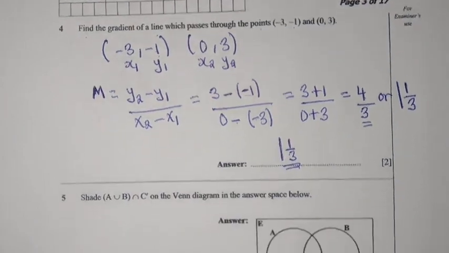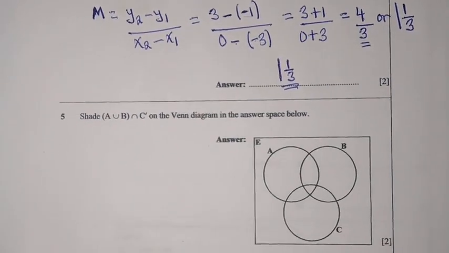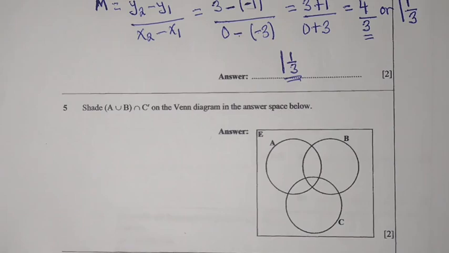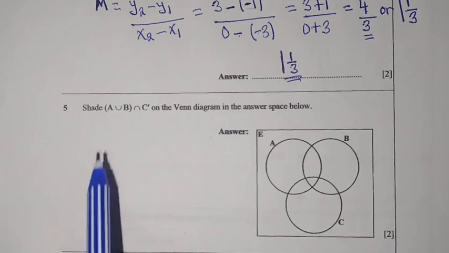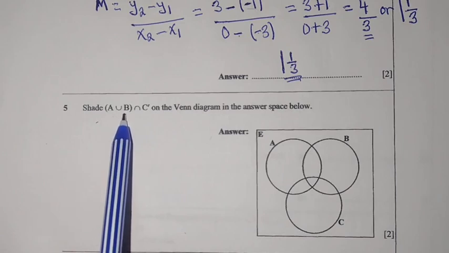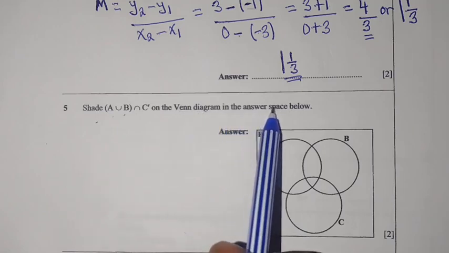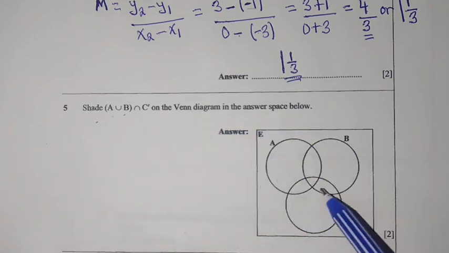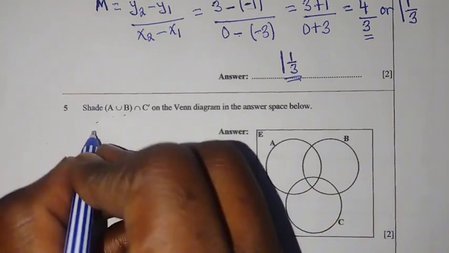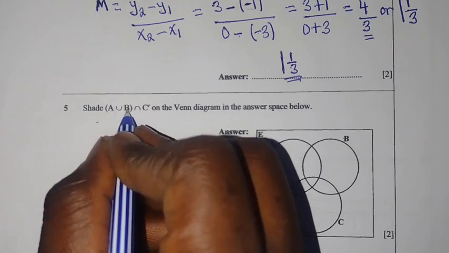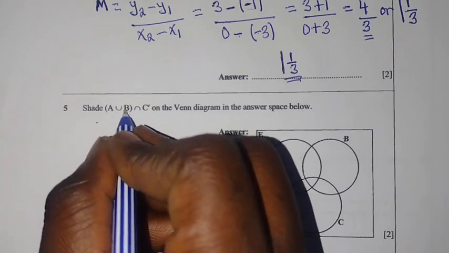We now come to our last question, which is question 5, because we said we are just going to end up to question 5. So shade A union B intersection C complement on the Venn diagram in the answer space below. So this is the Venn diagram. We have A, B, C. These are the sets. So first thing, we have A union B. So let us find A union B.